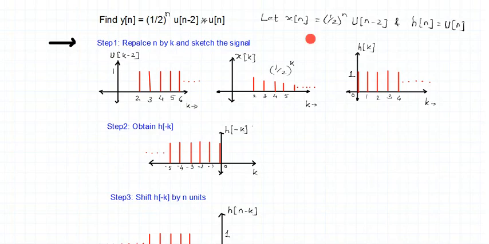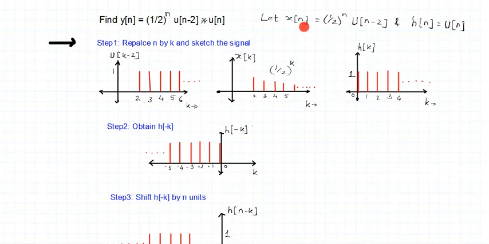To obtain x[k], we need to first of all obtain u[n-2]. So here is your shifted unit step signal. We know the unit step signal is a complete right-handed signal which exists from 0 to infinity with all the samples having magnitude 1. When you shift the signal by 2 units, the signal starts from 2 and extends to infinity. So this is your unit step signal shifted by 2 units.